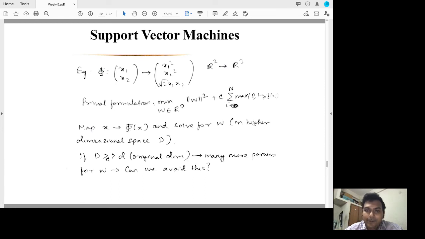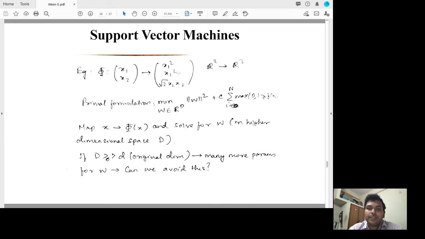So let's say, just as you said, I have a case where x1, x2 was initially not separable in the R2 space. But in R3 space, if I convert x1, x2 into this form, the first coordinate in the R3 plane becomes x1 square, the second one becomes x2 square, and the third one becomes √2 times x1 x2.